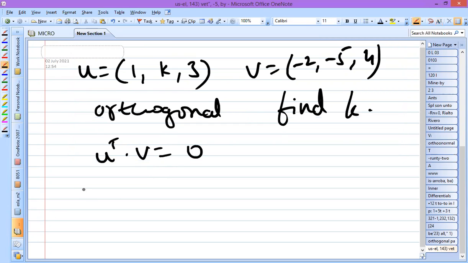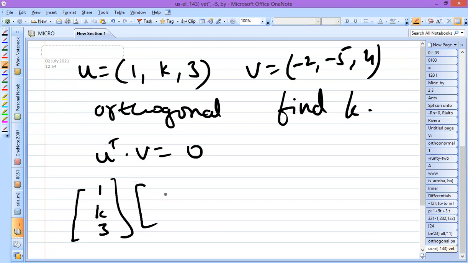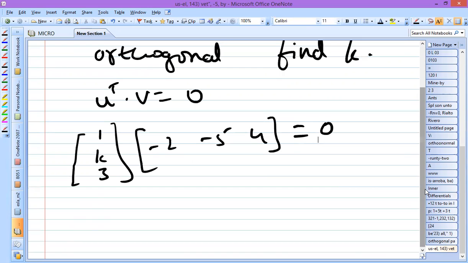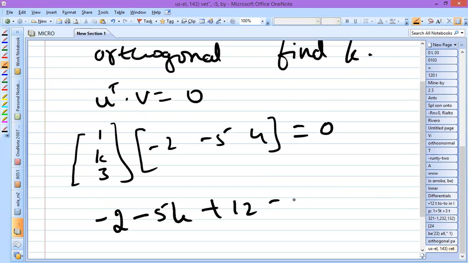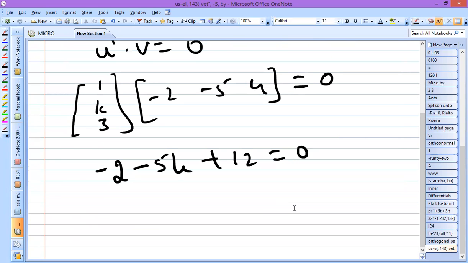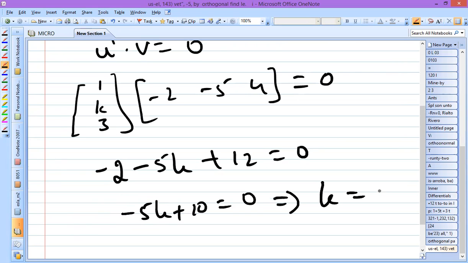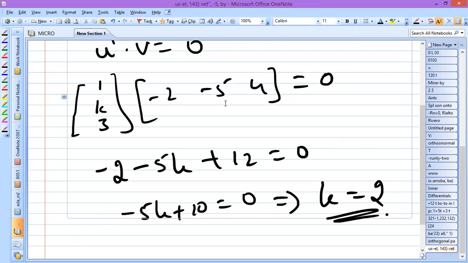So U transpose, I'll make this as 1 k 3 and here minus 2 minus 5 4, it is equal to 0. So now you get minus 2 minus 5k plus 12 is equal to 0. So minus 2 plus 12, that is 10, is equal to 5k, which implies k is equal to 2. Yes, the value of k is 2. So if you are given a problem like this, where you are asked to calculate any element value, then you can proceed like this.